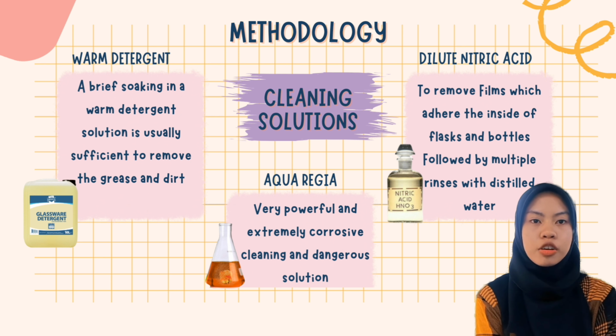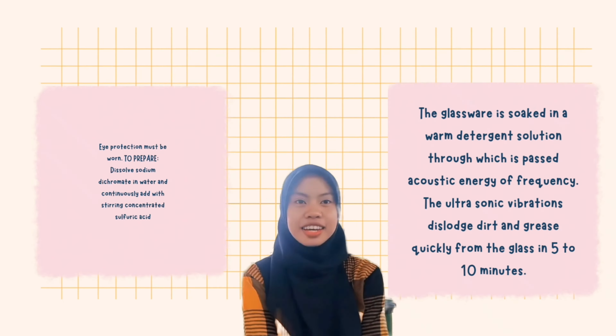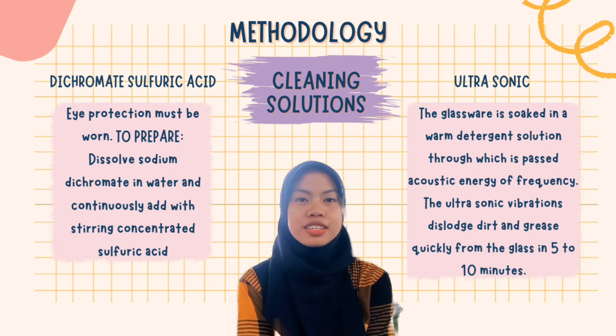Dilute nitric acid, commonly known as nitric acid solution, is a milder form of nitric acid that is used for cleaning glassware in various laboratory and industrial settings. It is used to remove films which adhere to the inside of glass bottles, followed by multiple rinses with distilled water. Other than that, dichromate sulfuric acid.